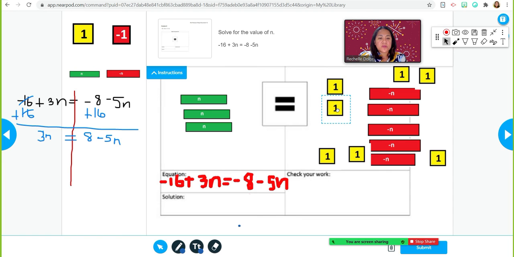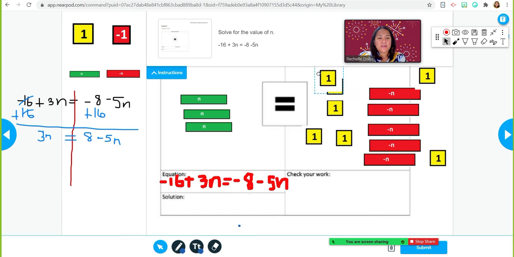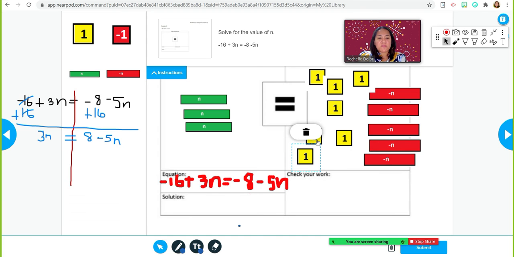So 1, 2, 3, 4, 5, 6, 7. I think I accidentally deleted the other one, so it should be 8. Alright, so that's now 1, 2, 3, 4, 5, 6, 7, 8. So that's the 8 positive, and I have the negative 5n.